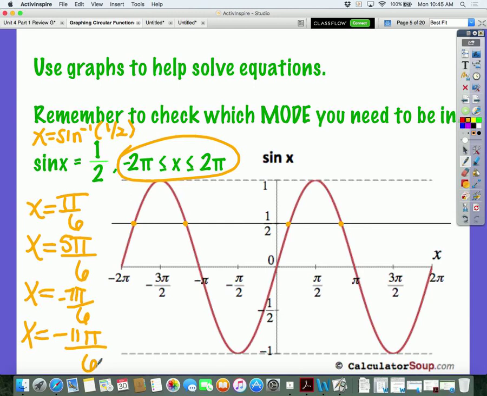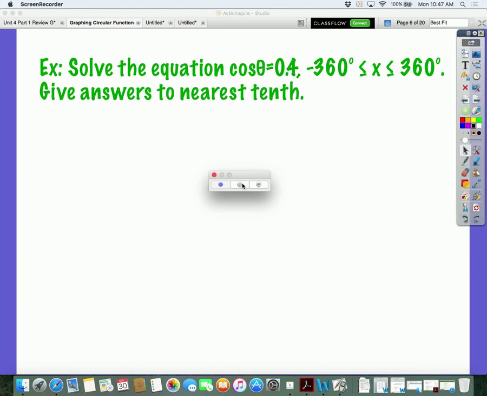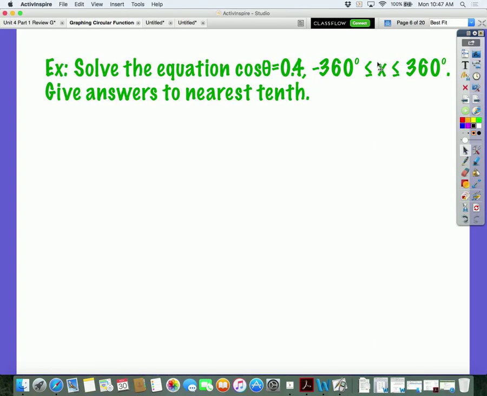But sometimes it won't always be a value that's on your unit circle, and so in those cases you are going to have to use your calculator, which is what the examples we're about to get to are. Okay, we're going to look at this one. It says solve the equation cosine of theta equals 0.4. That was the first problem on the homework for section 2. Theta is in between -360 and +360, and we're going to give our answer to the nearest 10.